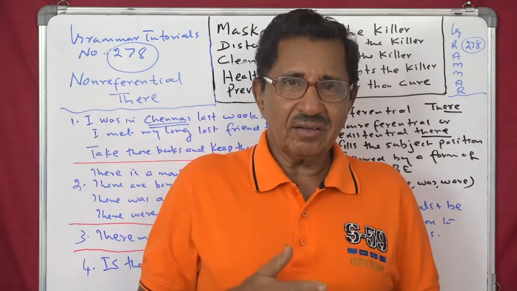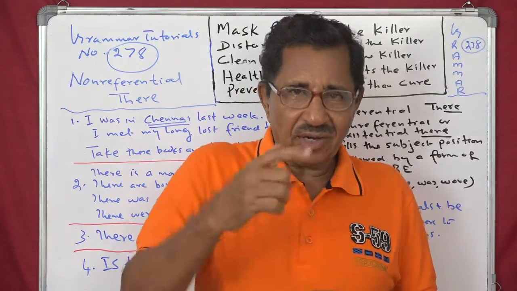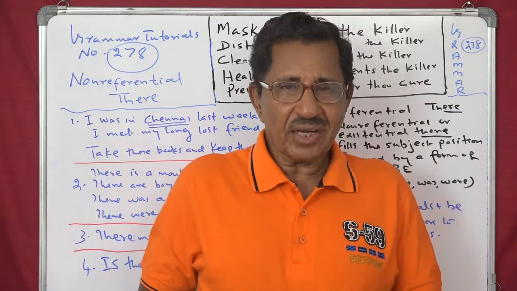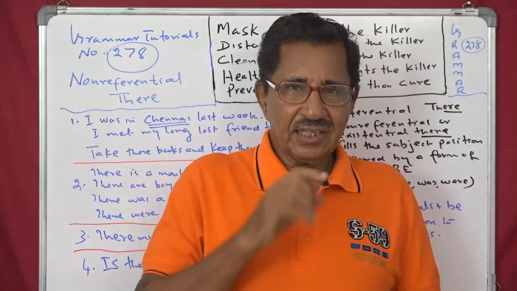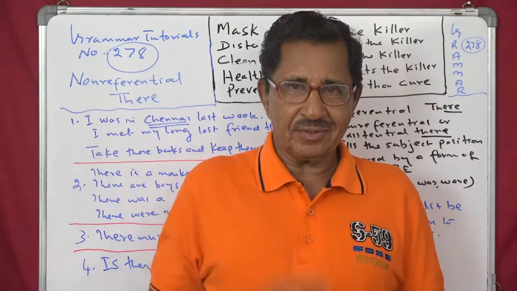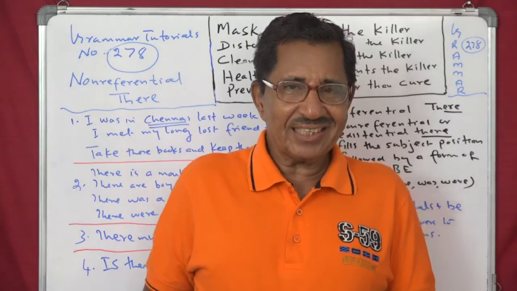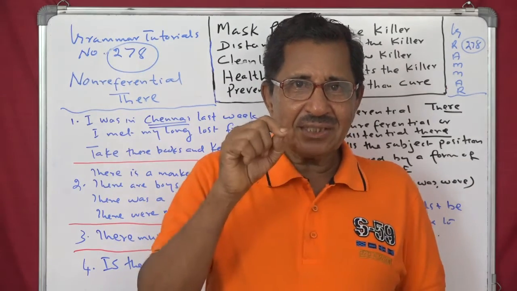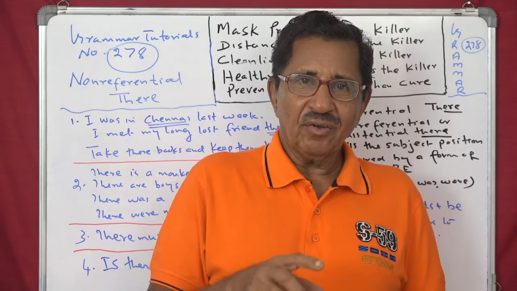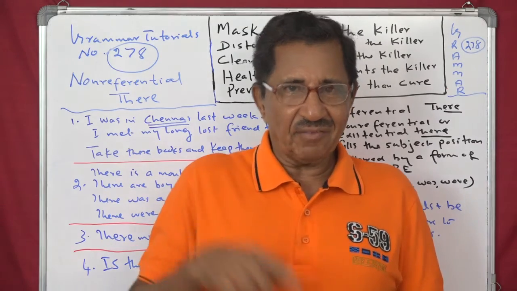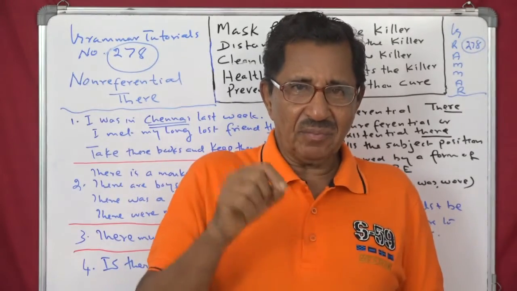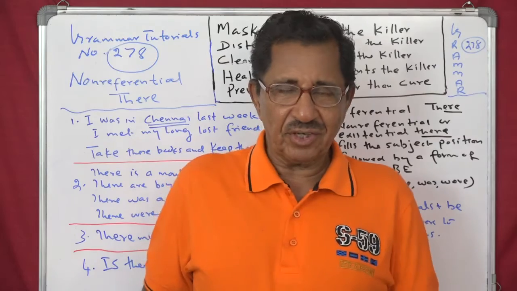Now, the three examples we saw illustrate three occasions when we use there. First is there followed by forms of to be: there is a boy, there are boys, there was a boy, there were boys. Second, there plus modal plus be: there must be a solution, there will be a solution, there would be a solution, there could be a solution. That is there plus modal followed by be, the bare infinitive.